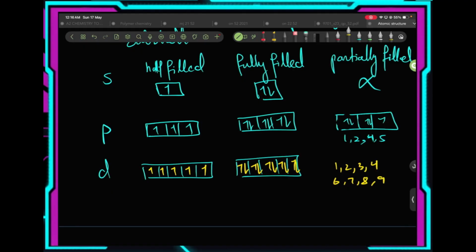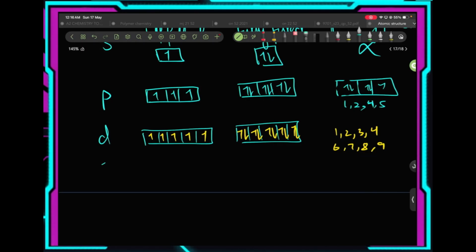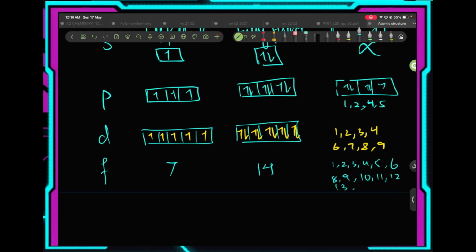You skip 10 because that's fully filled. Right? And what about an F orbital? F should have 7 electrons to be half filled, and 14 electrons to be fully filled. Apart from these two numbers, it can have any number of electrons to be partially filled, right? So 1, 2, 3, 4, 5, and 6. We skip 7, then 8, 9, 10, 11, 12, and 13, and we skip 14, right? So these are the number of electrons that it can have to be partially filled.